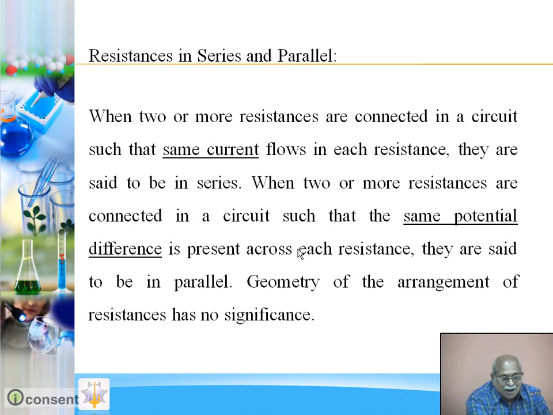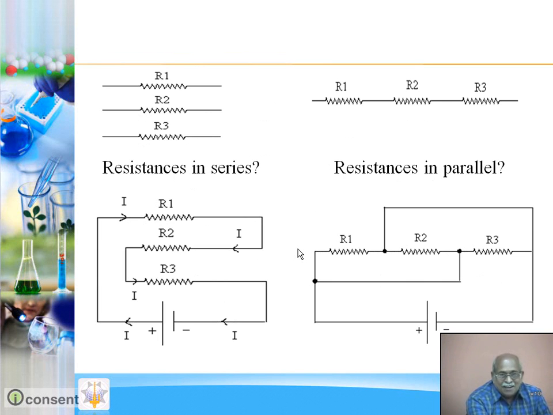Particularly, geometry of the arrangement of resistances is not important. Don't think that if the resistances are along the same line, they are in series. And if the resistances are along geometrically parallel lines, then they are in parallel. This is not true. Look at this figure. Here, resistances R1, R2 and R3 are along geometrically parallel lines, but they can be in series. How is it possible? Here the circuit is not complete.